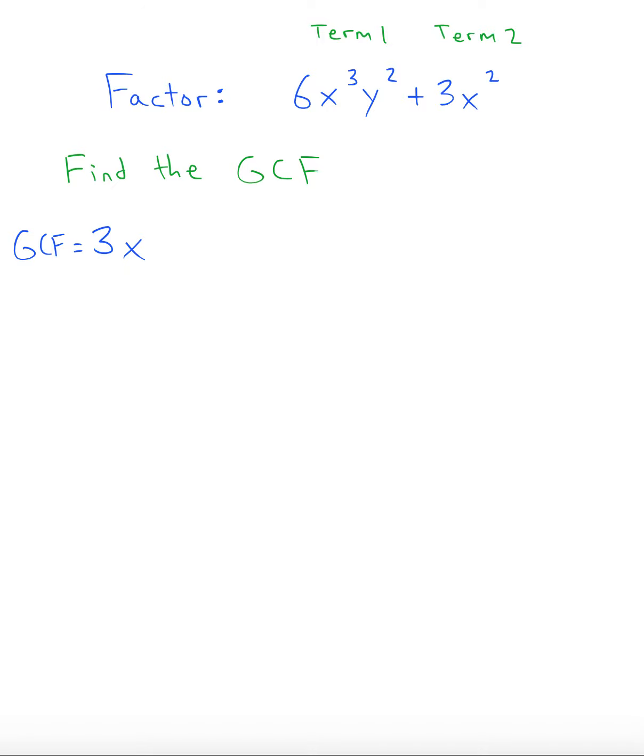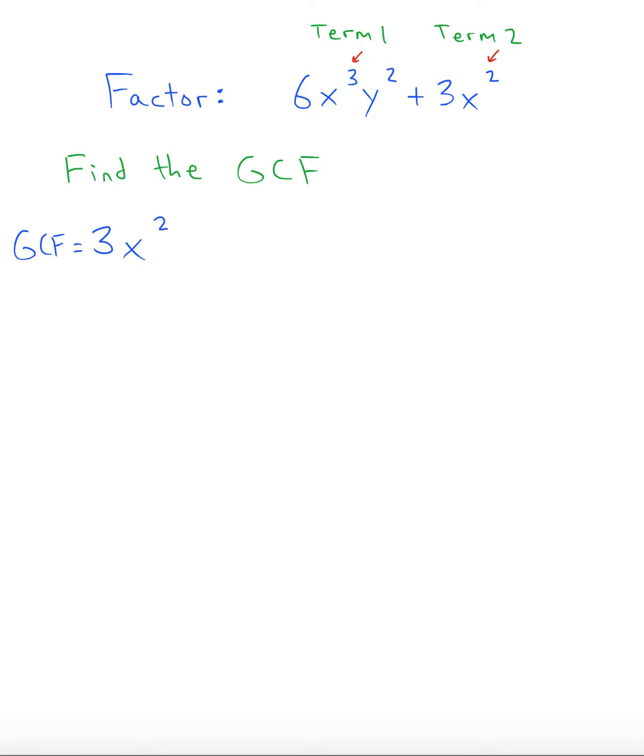So notice that there's 3 x's here and 2 x's here. So how many can I keep? Just 2. 3 would be too many because they wouldn't all have that in common. See, it's got to be something they have in common. Now, what about the y's? Can I keep any y's? The answer is no, because they don't have y's in common. Only one of the terms has them. So my GCF is 3x squared.